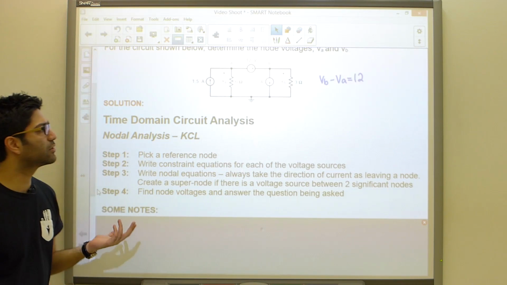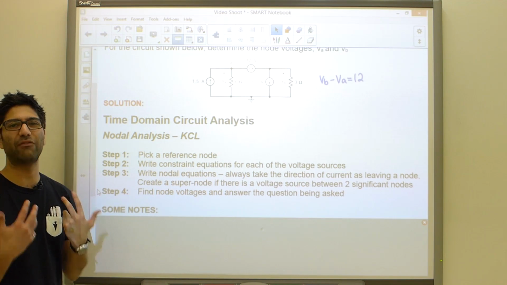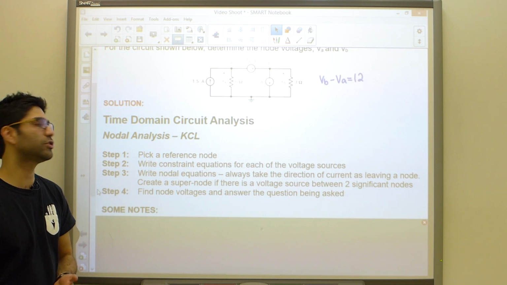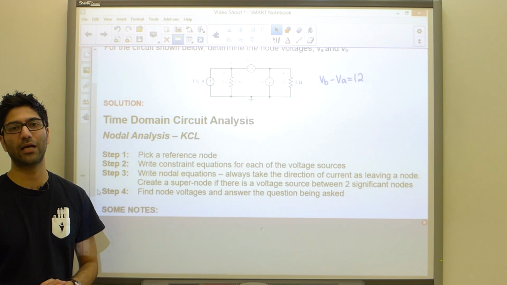And lastly, once we have these equations, we should have enough equations that allow us to solve for all of our unknowns, and we'll be in a position to answer whatever is being asked.